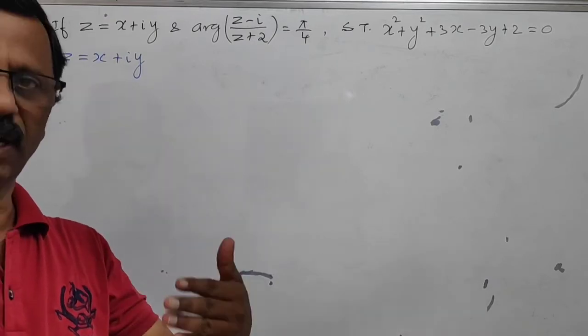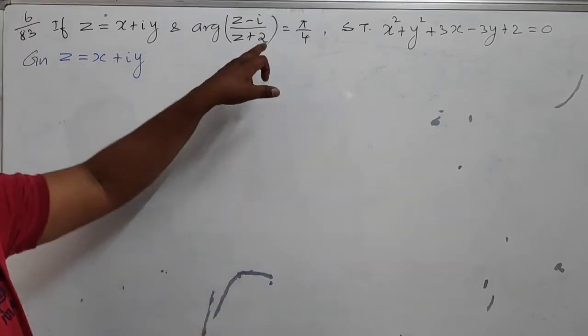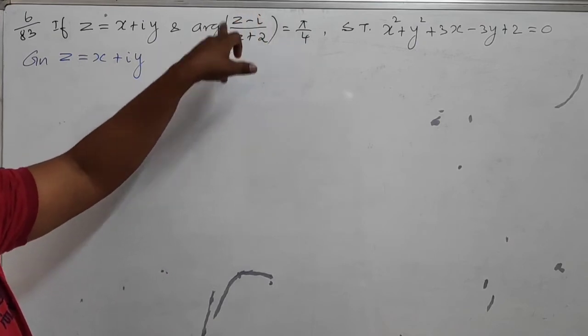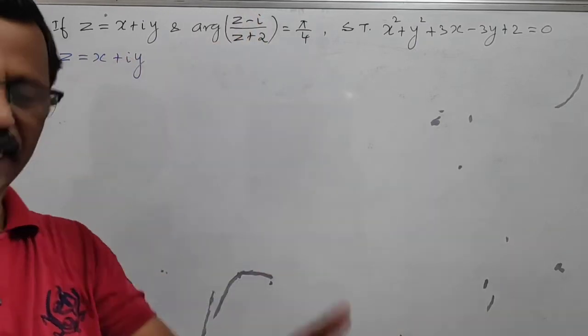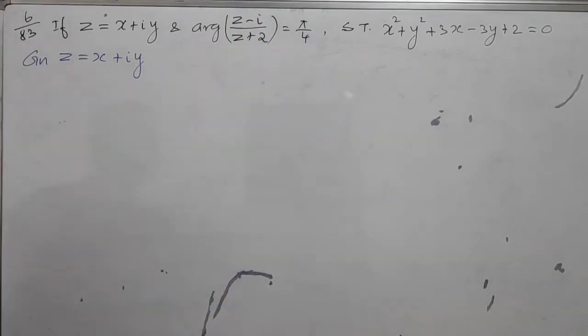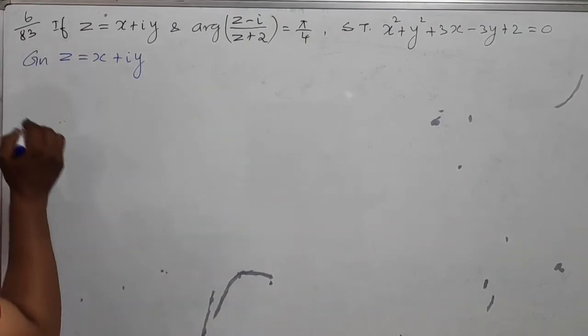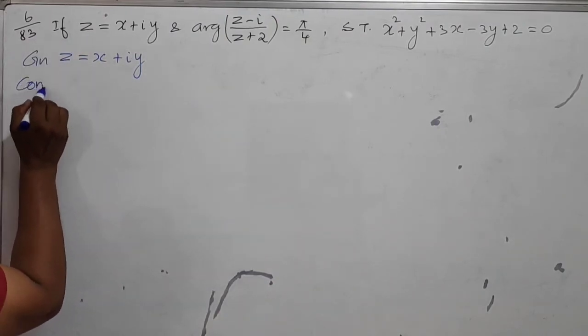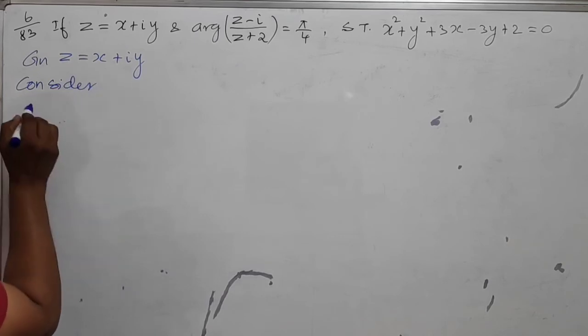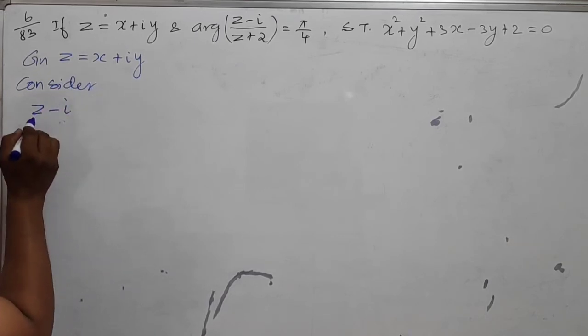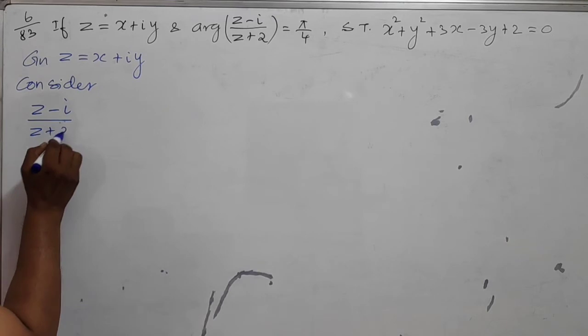The argument is nothing but tan inverse of the imaginary part by the real part. Therefore, first we can bring this (z minus i) by (z plus 2) into the standard form. Then we can easily write the argument. Therefore, first consider (z minus i) by (z plus 2).